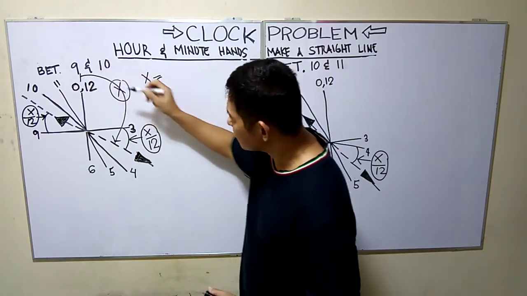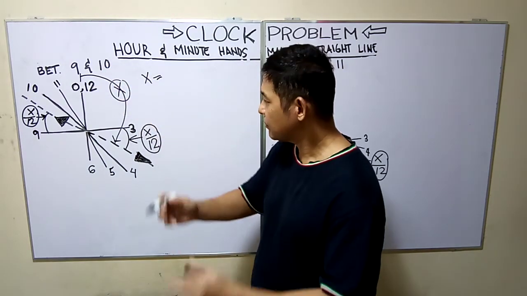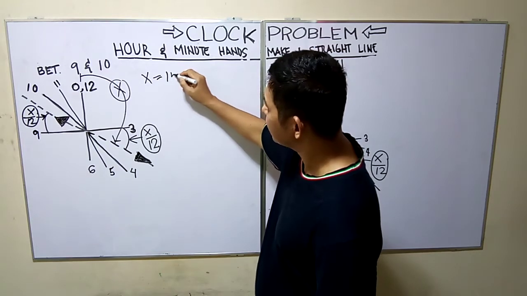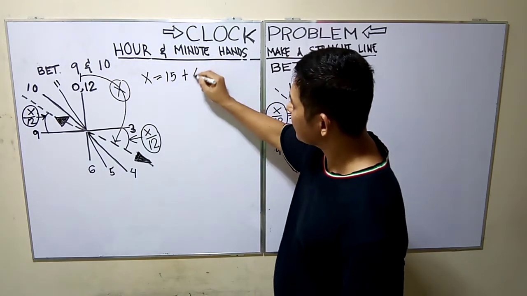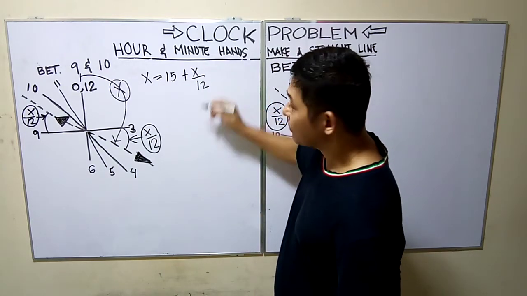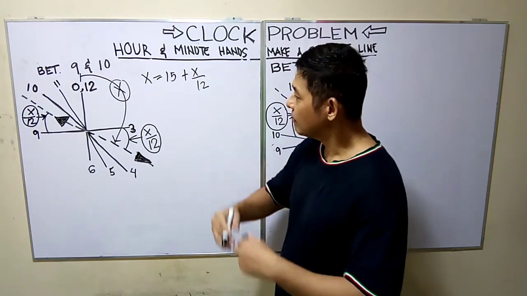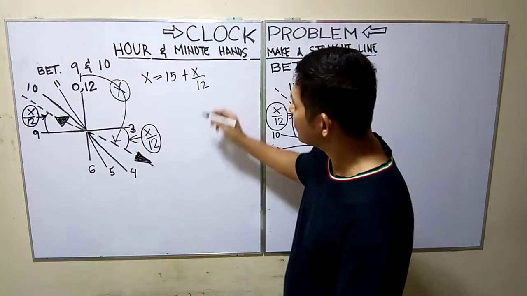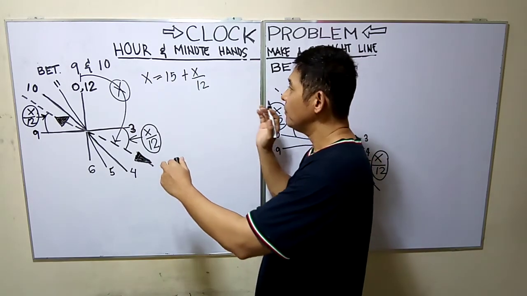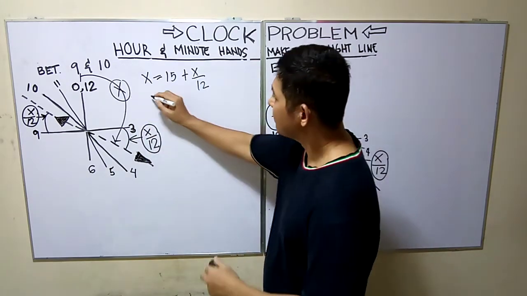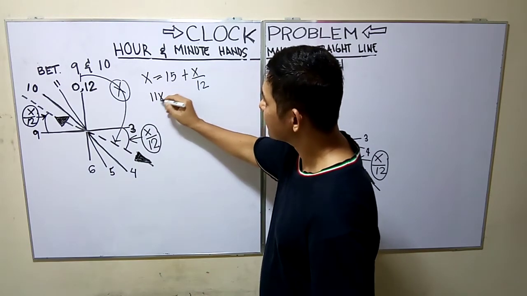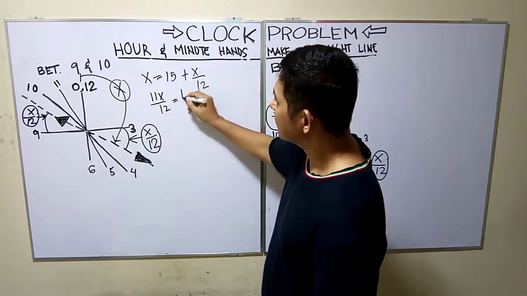So, from reference point to 3 is 15. Therefore, 15 plus X over 12. So, ito yung unknown number of minute dun sa isang part ng clock. Therefore, lilipat natin X over 12 dun sa left side. Mangyari is magiging 11X over 12 is equals to 15.